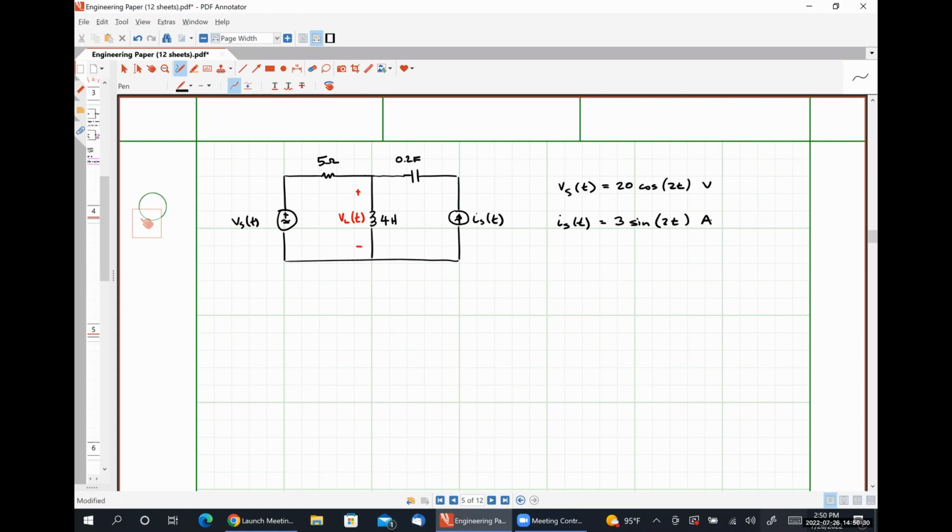The first thing that we're going to do is we are going to convert our voltages and currents into phasors. So what's the phasor representation of Vs of t? 20 angle 0. Thank you very much, Devarier.